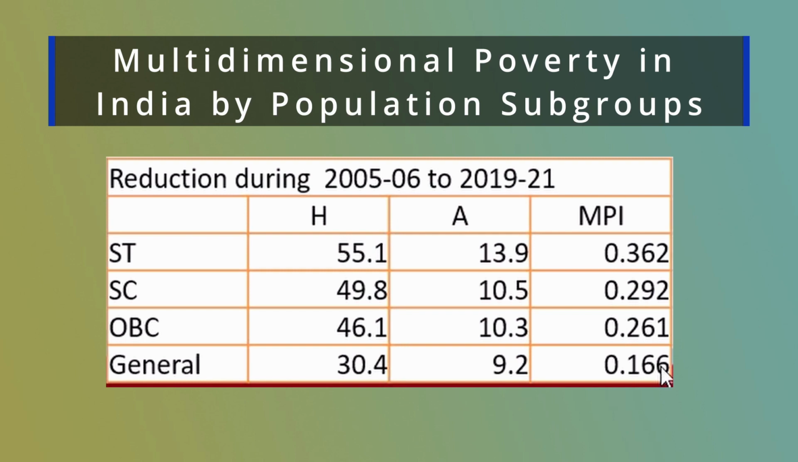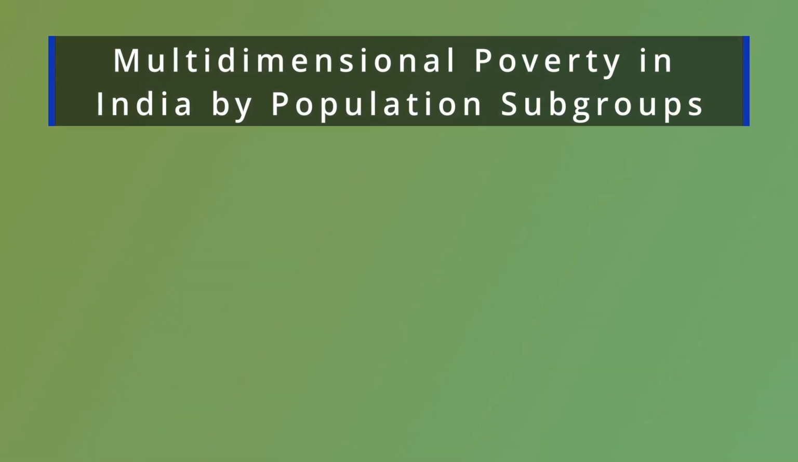0.166. Now, if you consider the extent of reduction across different subgroups, then we can say that the extent of reduction was relatively high for ST people compared to the general caste people, which implies the convergence nature of the trend of the multidimensional poverty among different social castes in India. Now we discuss the trends of the multidimensional poverty across different religions.